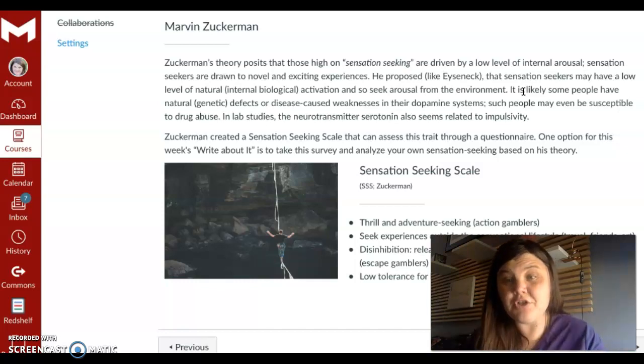So he would say, like Eysenck, because Zuckerman was actually a student of Eysenck's, and you can see they published together, that sensation seekers have a low level of activation and therefore look for more from the environment. So this is a biological theory in nature. There is some evidence that this might be true, because we do know from lab studies that serotonin and dopamine systems do impact things like addiction.